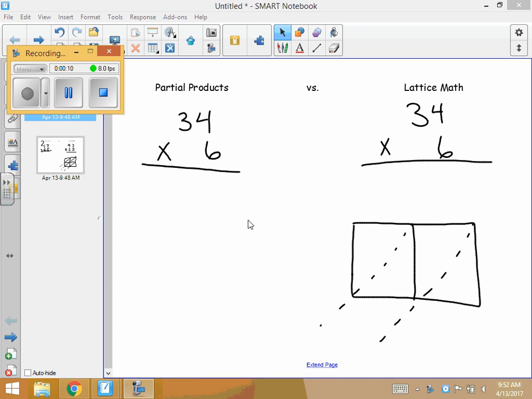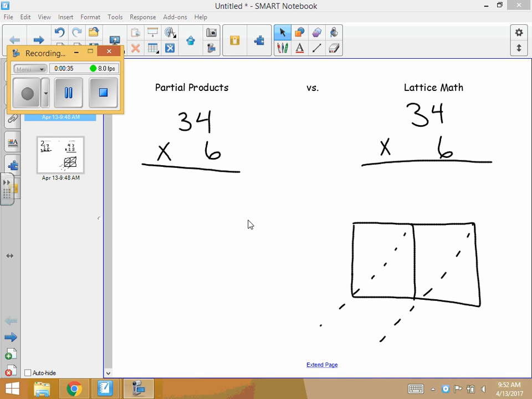One of them is called partial products, the other one's called lattice math, and so we wanted to give you a couple of examples of how each are done, both with a double digit number times a single digit number, and then a double digit number times a double digit number. All right, so we're going to start with 34 times 6 with the partial products.